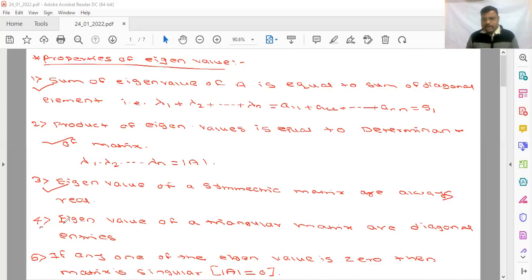Eigenvalues of a triangular matrix are the diagonal entries. This note is also correct. If any one of the eigenvalues is zero, then the matrix is singular. This note is also correct. So when you go to the next page, the note is this note. Now, what is the mistake? Actually, this 7th note is correct again.